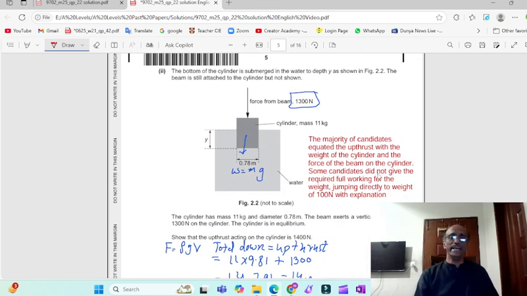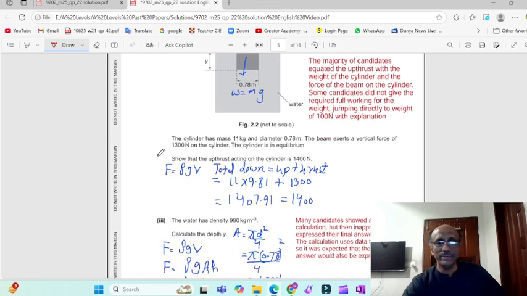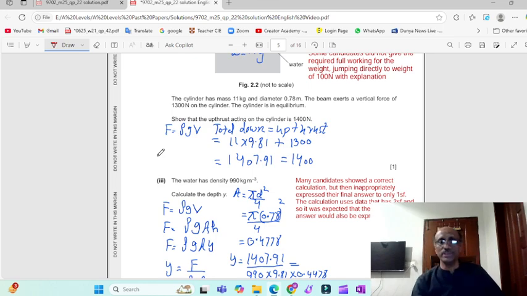Then the next part is related to the bottom of the cylinder being submerged to the depth y, and the beam is still attached to the cylinder but not shown. The beam is somewhere over here. So now this is submerged into the cylinder. The cylinder has a mass of 11 kg and a diameter of 0.78. The beam exerts a vertical force of 1300 Newton on the cylinder. The cylinder is in equilibrium. It means the forces are balanced, so the sum of the downward forces is equal to the sum of the upward forces.